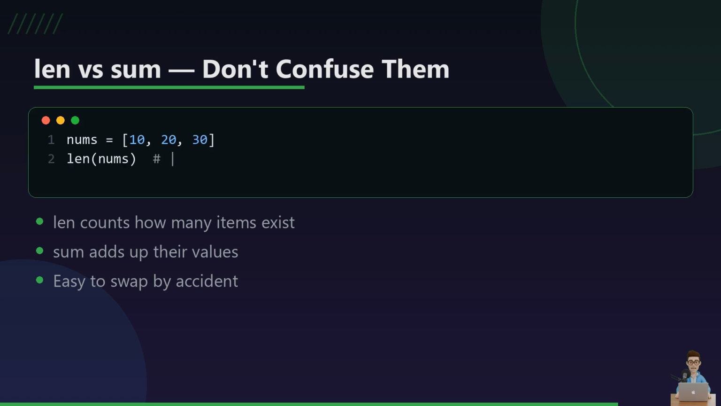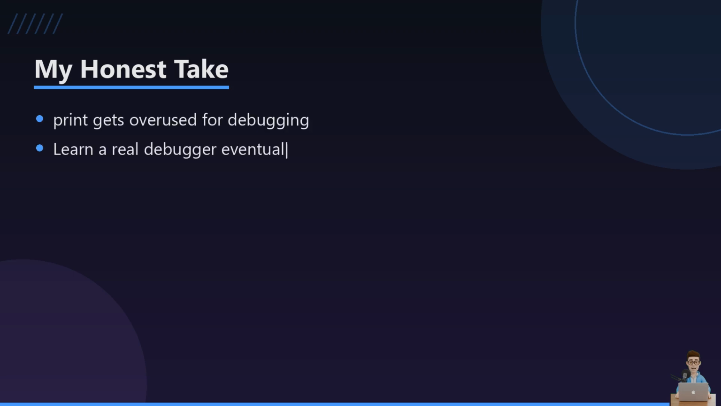A quick comparison worth locking in, len and sum sound similar, but do very different jobs. Len tells you how many items are in the box, sum tells you what they add up to. Mixing these up is a classic beginner slip, so pause and ask yourself, do I want the count or the total?